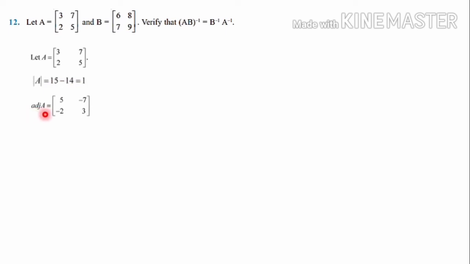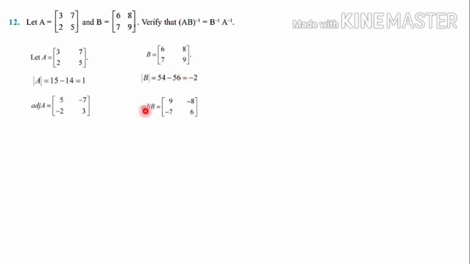Next we can calculate adj. Here I am going to use the short form which we have discussed before. First, the diagonal we have to interchange, that is 3 and 5 we interchange. It becomes 5 and 3. For the other diagonal we have to change the sign, that is this 7 becomes -7, this 2 becomes -2, that is written here. Next, B is given to you, that is 6, 8, 7, 9. Again, determinant of B is 9 sixes are 54, minus 7 into 8, 56. 54 minus 56 is -2.